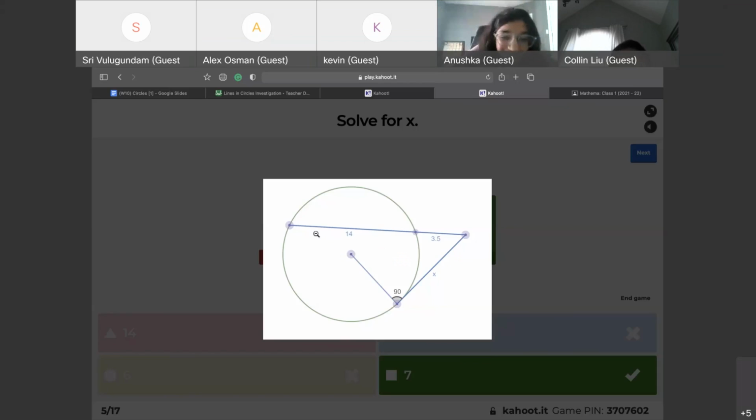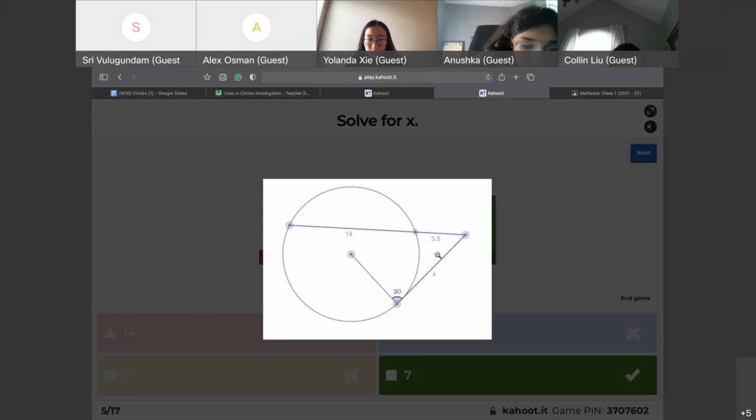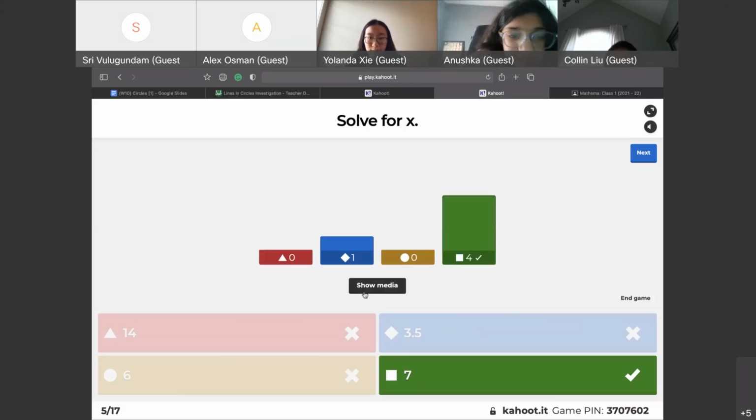Okay, so for this one, you would use that one formula where, since you know this line is a tangent line, you would use x squared equals 3.5 times 3.5 plus 14. And then, yeah, you would calculate that out.